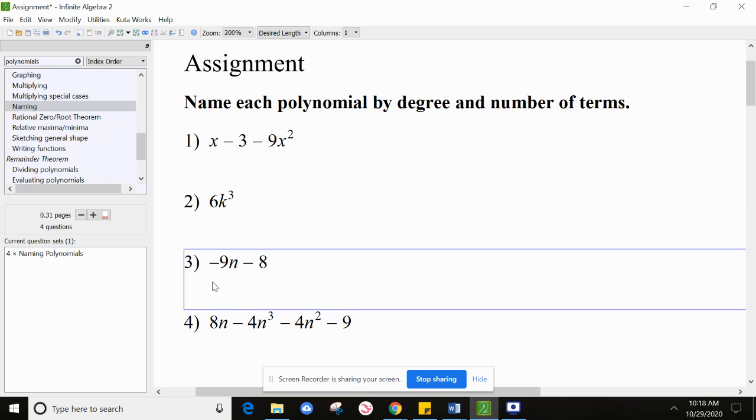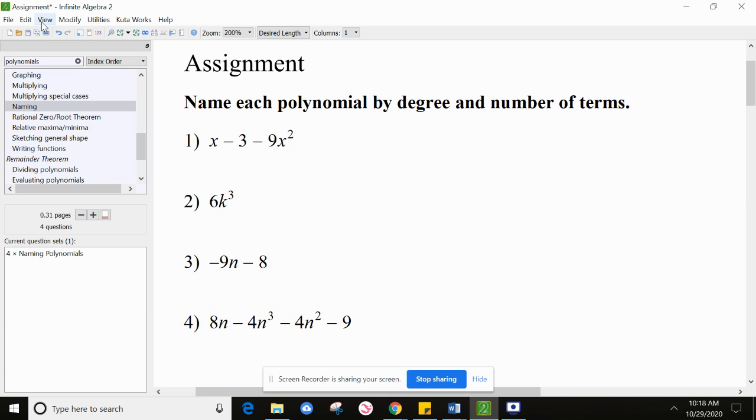All right, for this one, what's your highest exponent? 1, right? Right there it is. When the highest exponent is 1, we call that linear. There are 2 terms, so that's a binomial. For number 4, your highest exponent is 3, so that is a cubic. And there are 1, 2, 3, 4 terms. When we get past 3 terms, we don't do a cute little name. We just say polynomial and then tell how many terms it has. So I'm going to call this one a cubic polynomial with 4 terms.